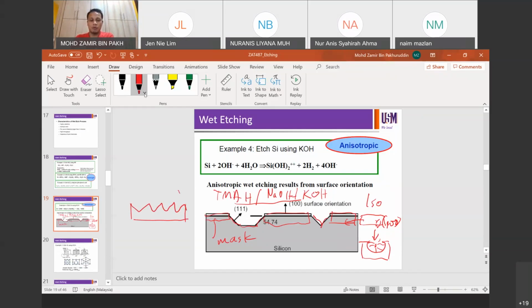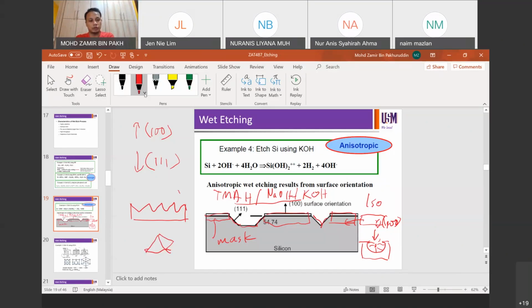So what's happening is the etch rate in 100 orientation is the highest. Okay, so it will etch the 100 orientation the fastest, the fastest. And the 111 orientation it will etch the slowest. So eventually you're going to be left with pyramids.